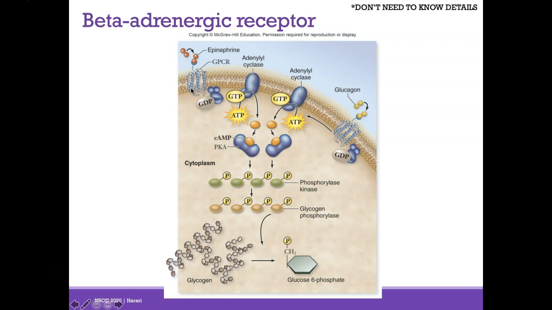When epinephrine binds to the beta-adrenergic receptor, that will activate a G protein, which will turn on adenylate cyclase. Adenylate cyclase can convert ATP into cyclic AMP. That's the second messenger. When there's enough cyclic AMP, it can activate an enzyme called protein kinase A. You don't need to know that. But that kinase can then activate another kinase, which can activate another kinase called glycogen phosphorylase. Glycogen phosphorylase, when it's active, can finally break down glycogen into glucose that can be used for energy.